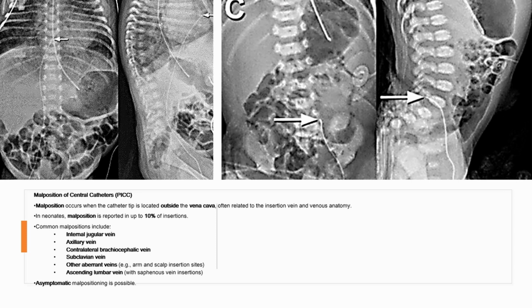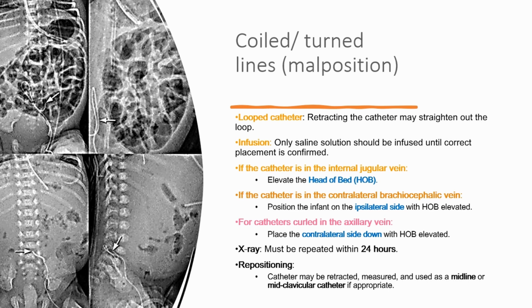Asymptomatic malposition is possible. Looped catheter. Retracting the catheter may straighten out the loop. Infusion: only saline solution should be infused until correct placement is confirmed.